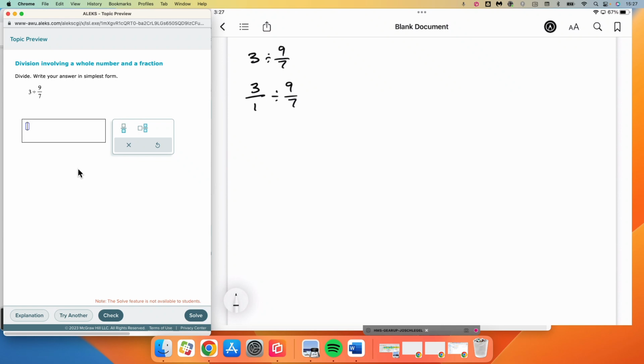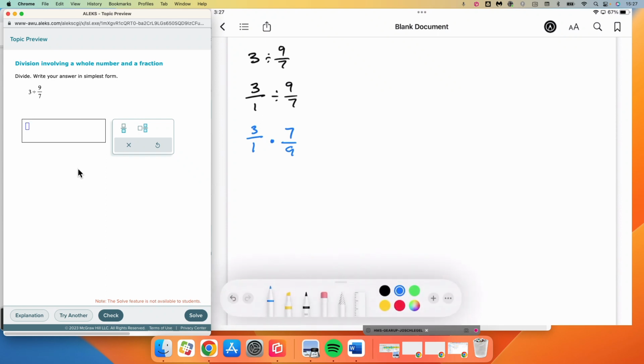Now next, what most math teachers would tell you to do straight away is they go into this technical explanation that we have to take the reciprocal of the second number. So that would mean that we would have to say 3/1, take the reciprocal of the second number, make it 7/9, and then change that to multiplication. And that's how we divide fractions.